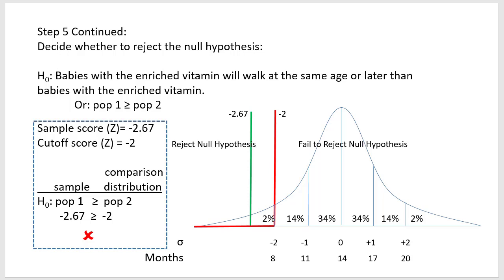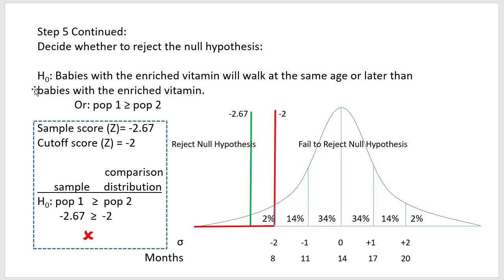We brought forward our null hypothesis just as a reminder. Babies with the enriched vitamin will walk at the same age or later than babies with the regular vitamin. Another way of saying that is that population 1 is greater than or equal to population 2. Now remember, we are using the null hypothesis because we need to determine if our sample is different by comparing it to our comparison distribution. We need to know if it is different than the distribution that has no effect.